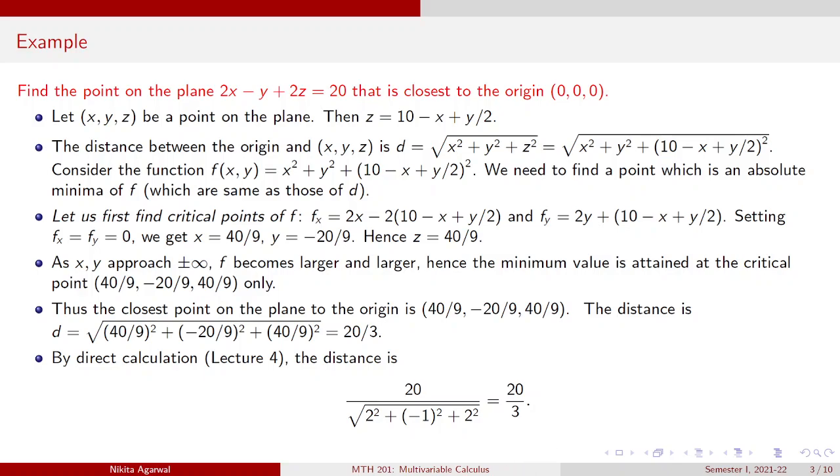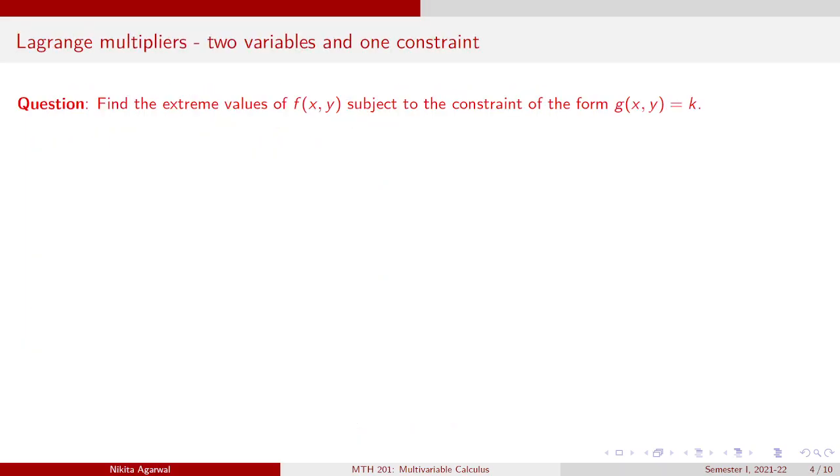Okay, so I'm going to use this example as an inspiration and let us now define a method which is called the Lagrange multiplier method to compute absolute maxima on a domain. Okay, so let us see what we mean by this. So there are various versions of the Lagrange multiplier method. We are first going to talk about two variables and one constraint. So what do we mean by that?